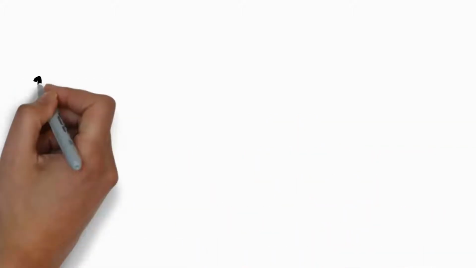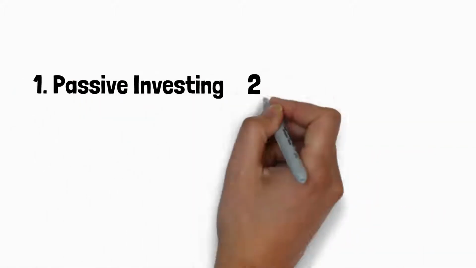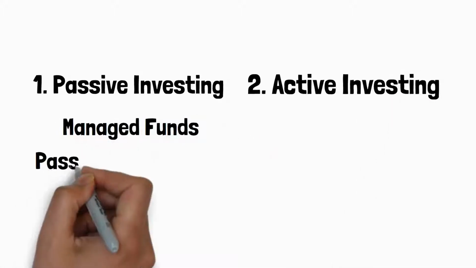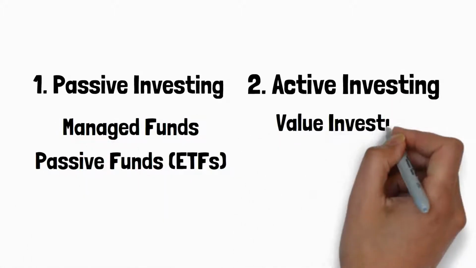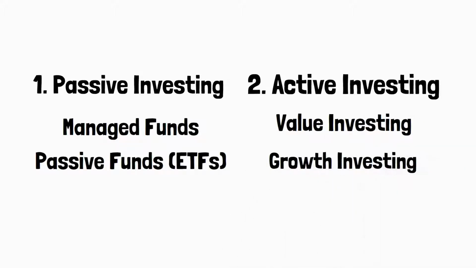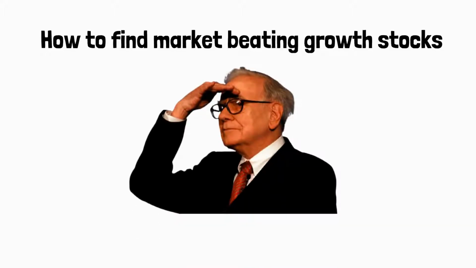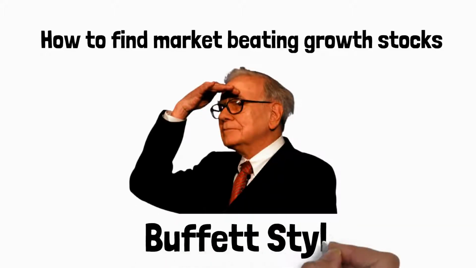In our first video, we looked at the two main types of investing approach, passive and active investing, and the two different forms of active investing strategy, which were value and growth investing. In this video, we'll look at where and how to find good quality stocks to invest in.